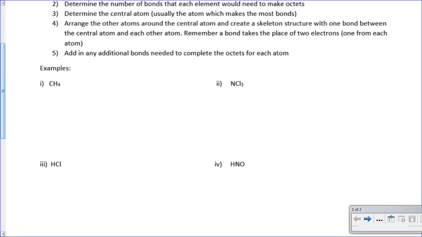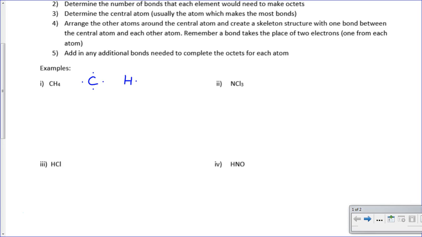The first thing that we start off with is making the Lewis dot diagrams for each of these substances. For instance, this first one involves carbon and hydrogen. Carbon, if you make its Lewis dot diagram, has 4 valence electrons, so it looks like this. Hydrogen has 1 valence electron, so it looks like that.